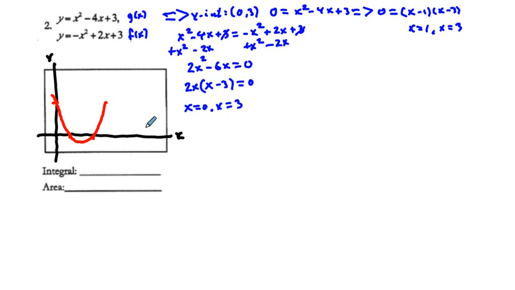So that's going to determine where our intersection points are. We're going to have an intersection point here at x equals 0, so that's going to be at the y-intercept. So the curve is going to look something like this. Yeah, a little bit of a shaky hand, but the area we're talking about is this green area between these two curves.